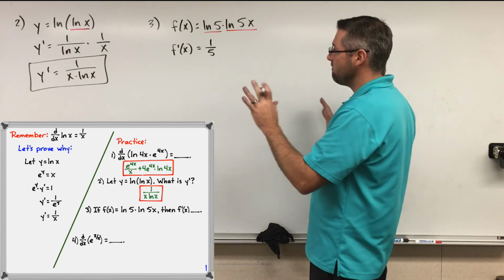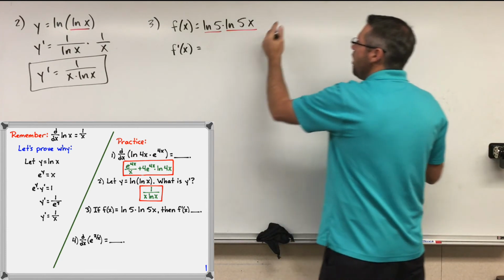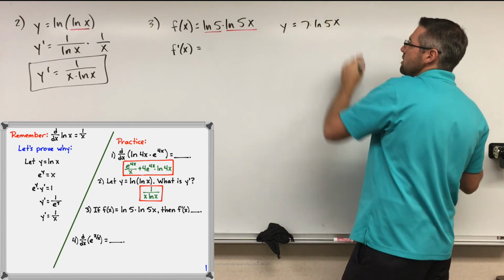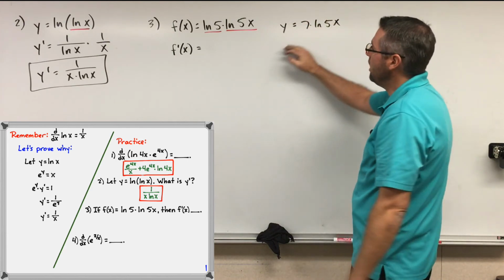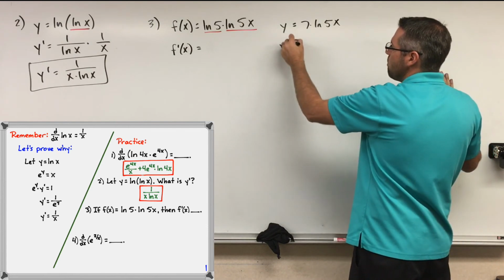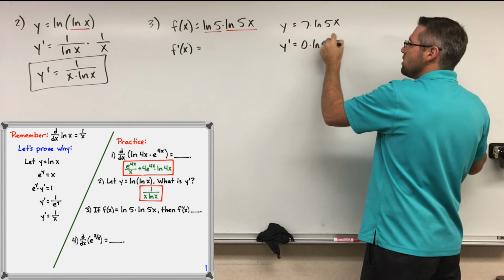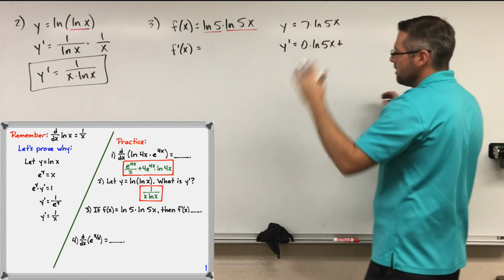So this is equivalent to, it's akin to saying, what if y equals 7 times natural log of 5x? What's the derivative of this? Well, again, you could use the product rule. You would say y prime equals, what's the derivative of 7? It's 0. And then times natural log of 5x plus, and so on.